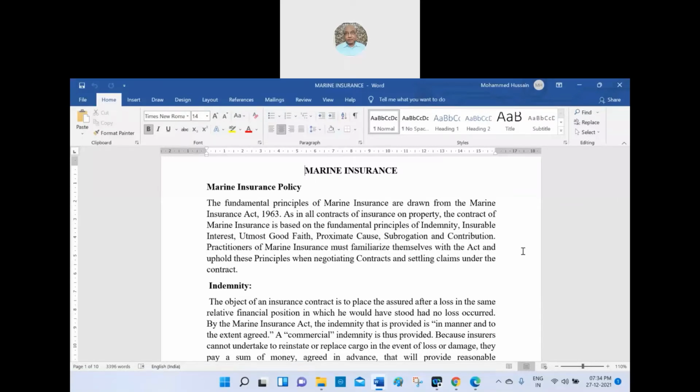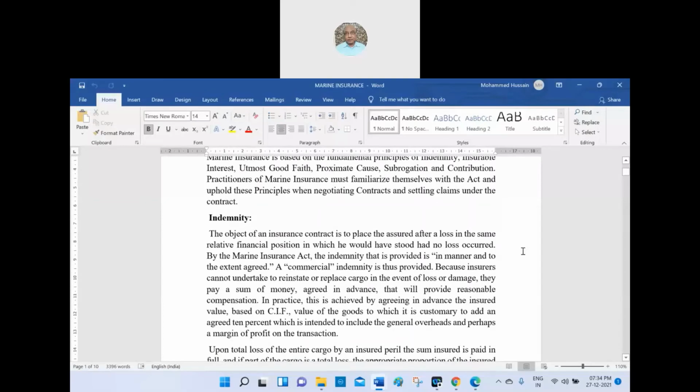The same thing will be applicable to marine insurance also, because marine insurance is nothing but a contract of insurance. Is it correct? Is it not? So indemnity means whatever the amount is agreed over there, that will be indemnified by.